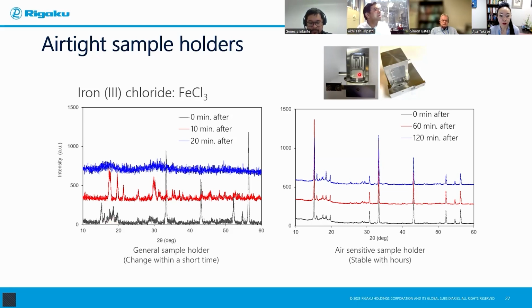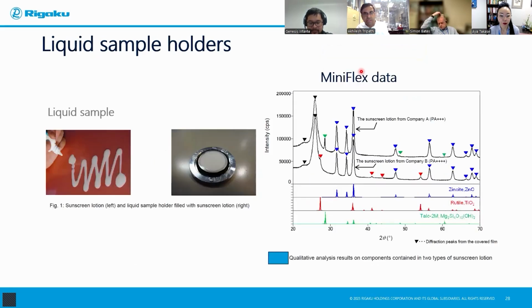How about liquid samples? Liquid samples are slightly challenging at times, and not all liquids are crystalline also, but there are situations such as this, a sunscreen lotion, a liquid sample, and it is filled in a liquid sample holder. With this sunscreen lotion, we can obtain a diffraction pattern using such sample holders, wherein we are showing in the sunscreen lotion the phases, zincite, rutile, and talc.